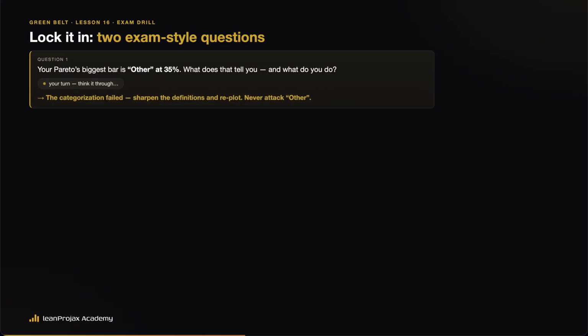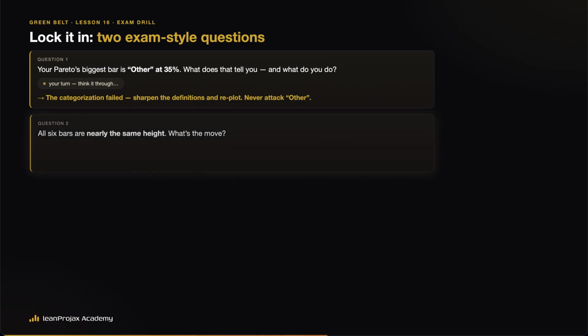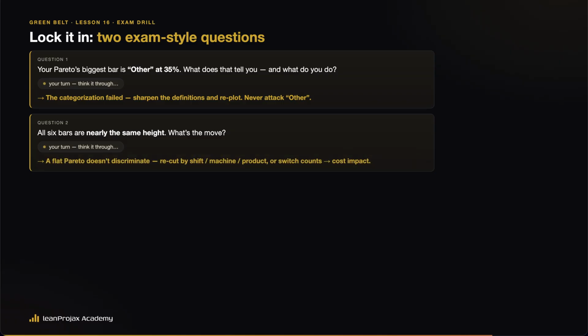The categorization failed. Recategorize with sharper definitions and replot. Never attack other. Question 2. All 6 bars are nearly the same height. What's the move? Take a few seconds. A flat Pareto doesn't discriminate. Recut by a different dimension: shift, machine, product, or switch from counts to cost impact.